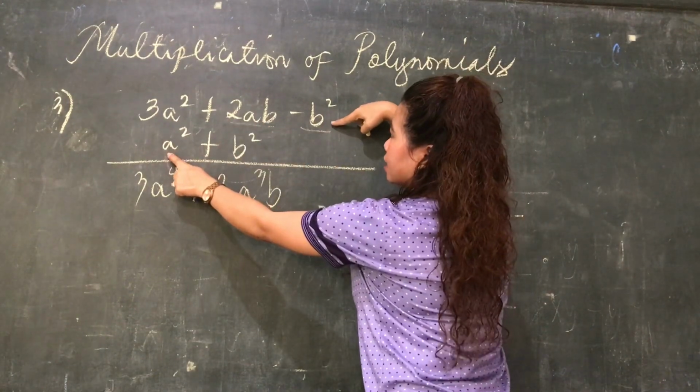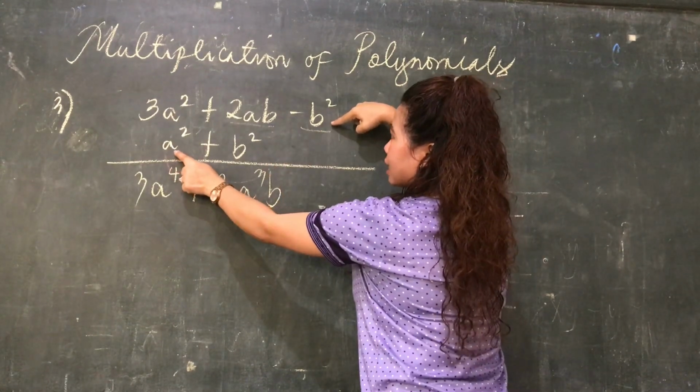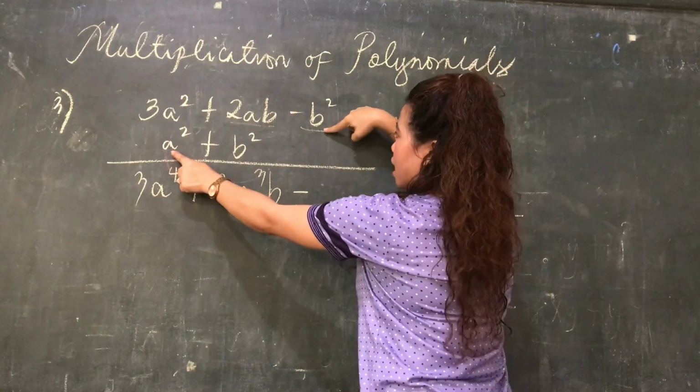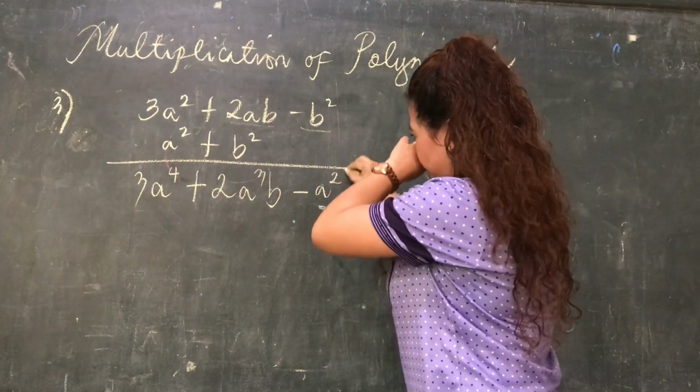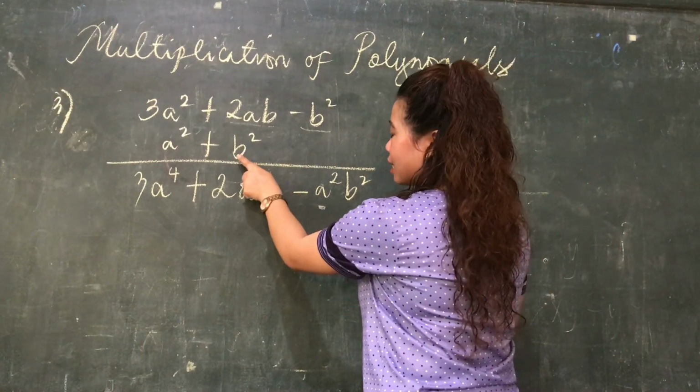Okay. Negative a squared times negative b squared. Positive times negative, the answer is negative. And then place a squared, b squared. Next, the last term.